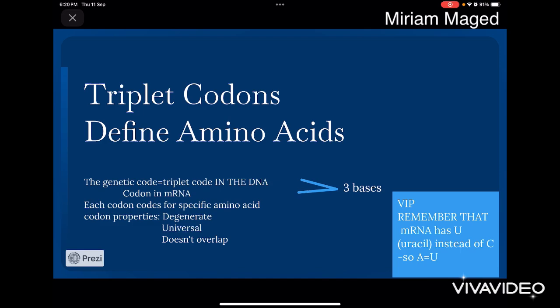Each codon codes for specific amino acids. There are several properties for codon in which it is degenerate, universal, and doesn't overlap. Another important thing I want to tell you is that in mRNA, A binds to U, not T.